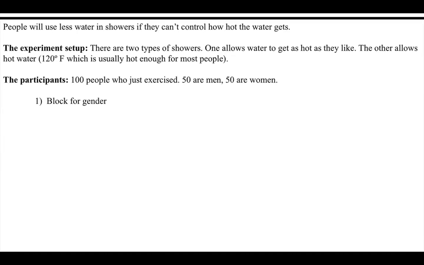People will use less water in the showers if they can't control how hot the water gets. Okay, that's the conjecture. The setup. There are two types of showers. I have one shower that allows water to get as hot as they like, so they can control. They have the ability to control like you do in your shower when you take one.